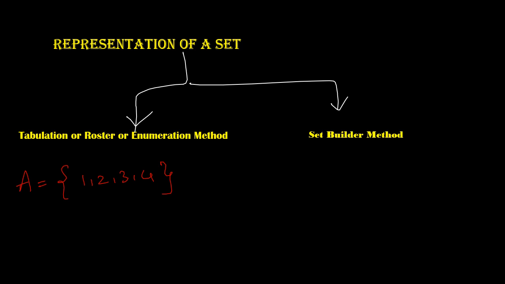And the same set I can rewrite in the form A = {x : x is a natural number, x ≤ 4}. If anything can be written in the format of stating the properties, we call it the set builder form. Anything that we write within the braces, we call it the enumeration method or tabulation form. Any doubts up to here? If you have any doubts, you can mention them in the chat box. Okay, now let us move on to the next type.